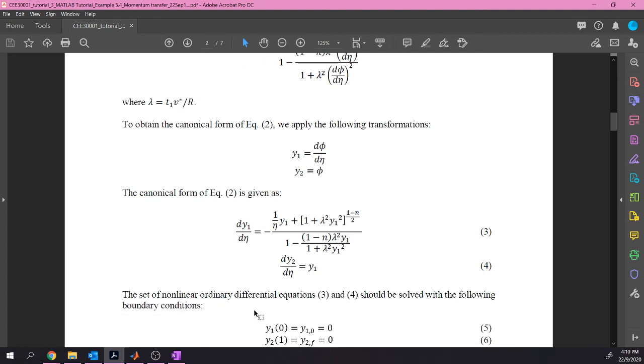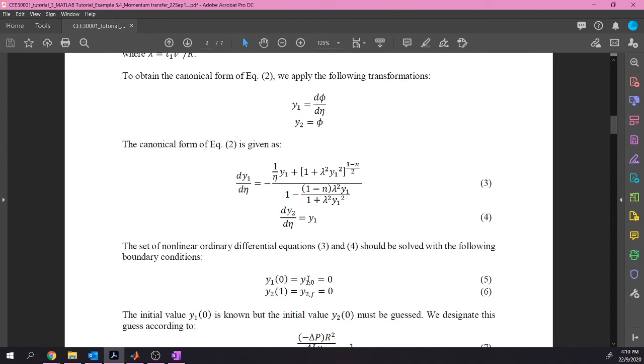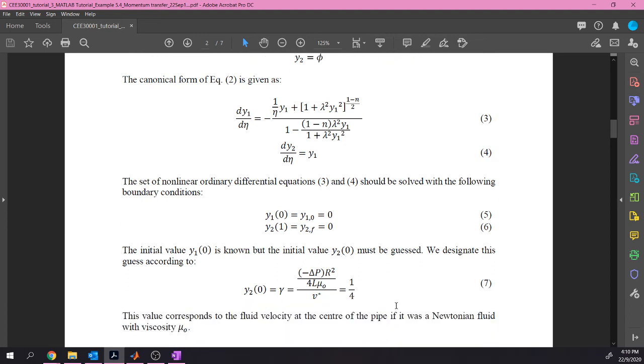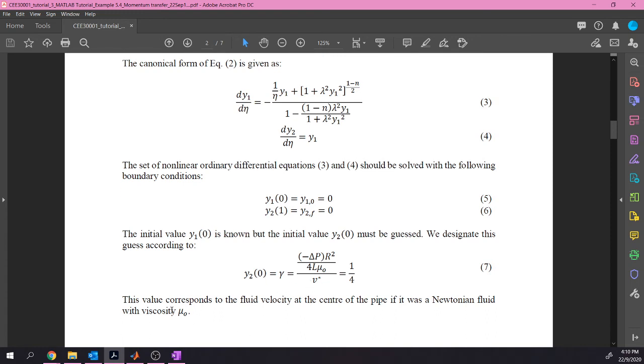So the set of nonlinear ordinary differential equations 3 and 4 should be solved with the following boundary condition. Okay. So the initial value is known, but the initial value of y2 must be guessed. So we designate this guess according to this. Take note of this. The value corresponds to the fluid velocity at the center of the pipe if it was a Newtonian fluid with viscosity of mu 0.